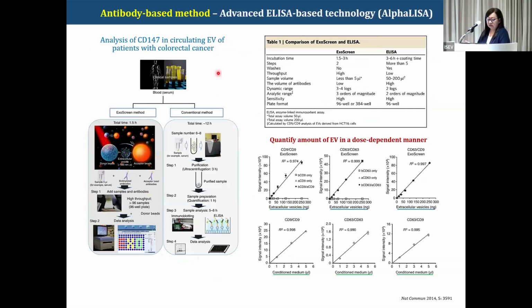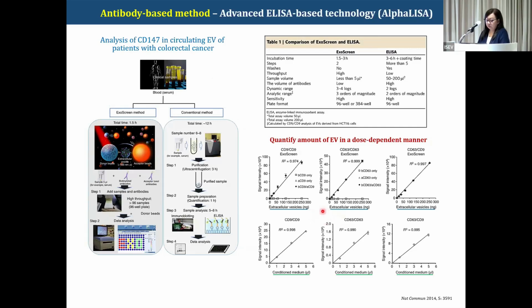So this study was actually conducted by Takahiro's group, who's in the audience here. And the group demonstrated and compared the performance of AlphaLISA with the conventional ELISA in detecting CD147 positive EVs in patients with colorectal cancer. So before testing this system on serum, AlphaLISA made use of beads conjugated with different combinations of antibodies against CD63 and CD9 was tested on the isolated EVs.